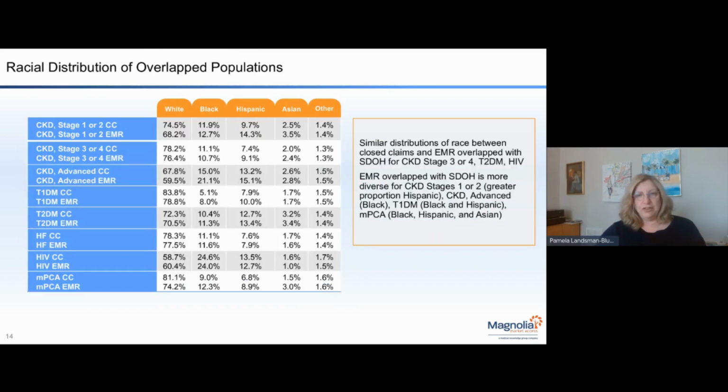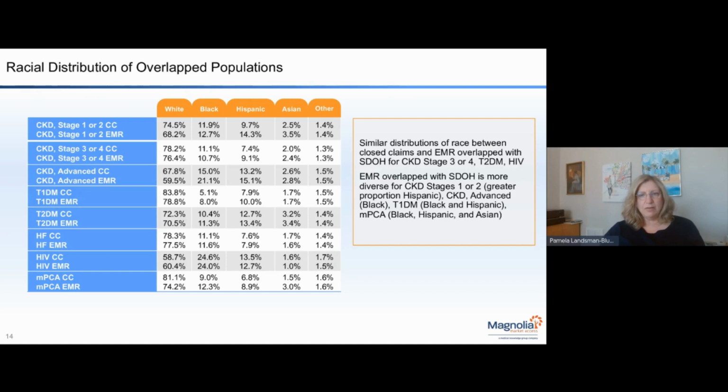So what's the racial distribution of these populations? Here you will see for each row, each condition, the top row is the commercial claims overlap, and the second is the EMR overlap. There are very similar racial distributions for the closed claims and the EMR for the CKD stages 3 and 4, type 2 diabetes, and HIV.